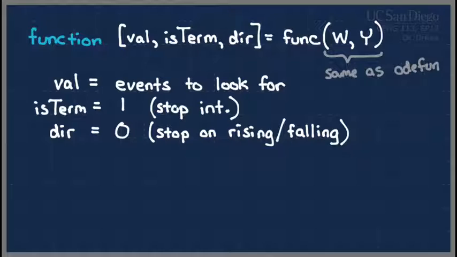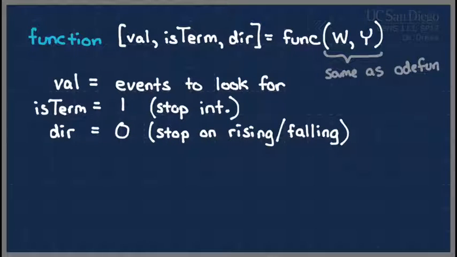As soon as you hit that particular threshold, stop integrating. So everything that we're going to do, regardless of how you get to that particular event, whether it's on the rise or on the fall, we want to stop integrating. So our dir or our direction term is always going to be equal to 0.